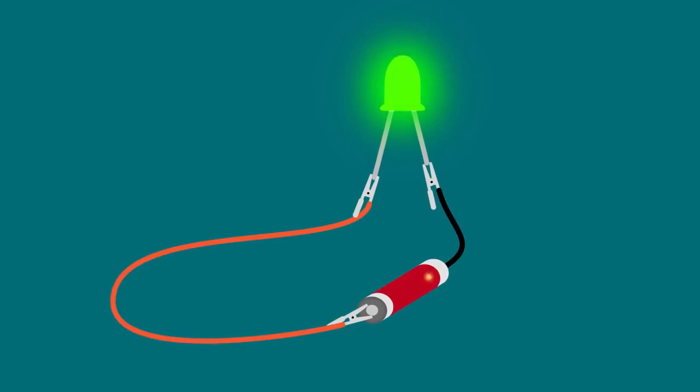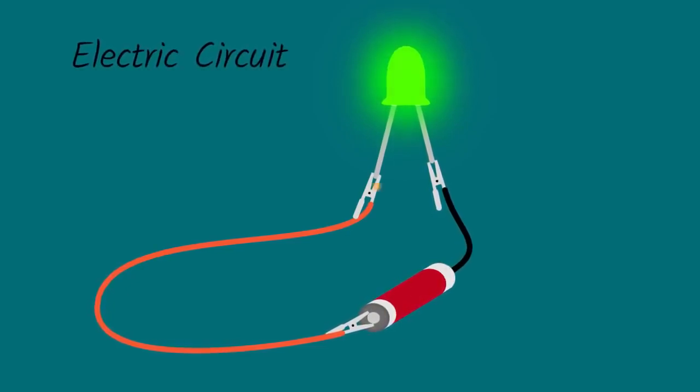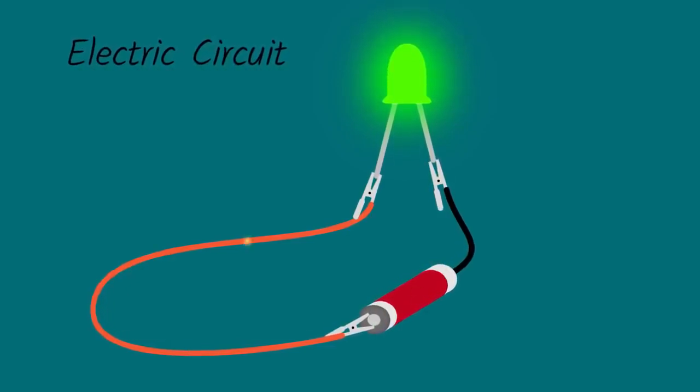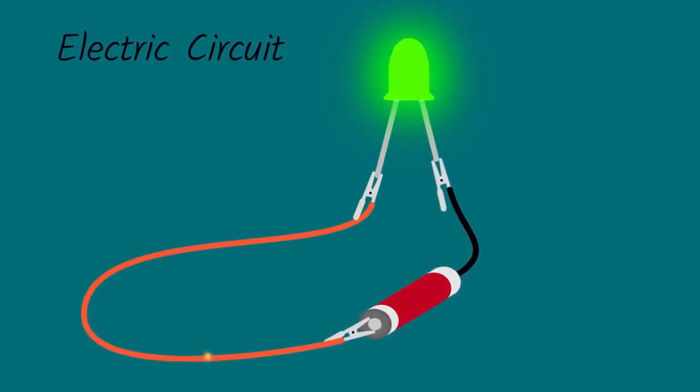To use electric current to power things, you have to create a complete pathway for the electric current to follow. This is called an electric circuit. An electric circuit is like a racetrack of conductive materials that let the electrons flow in a specific way.